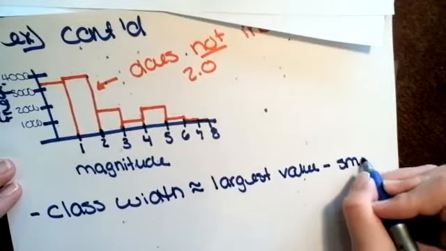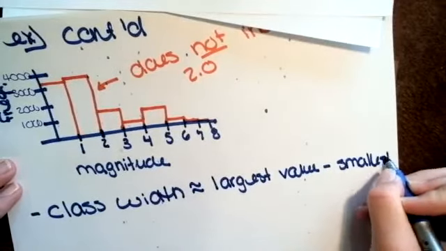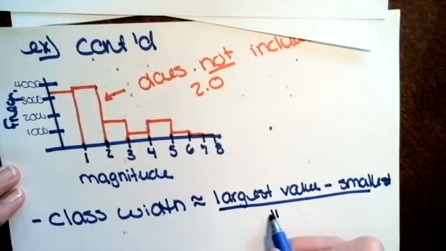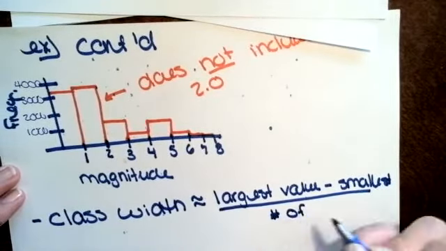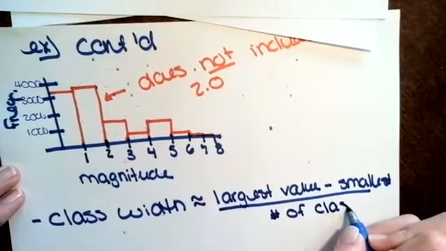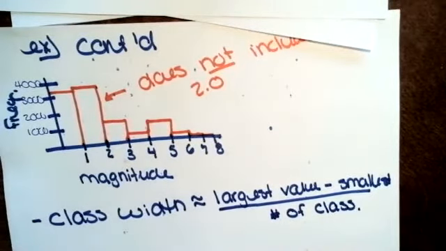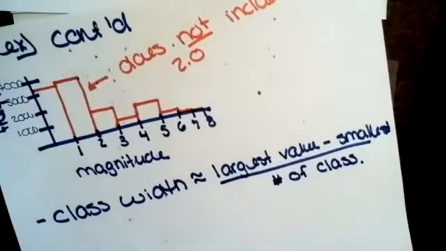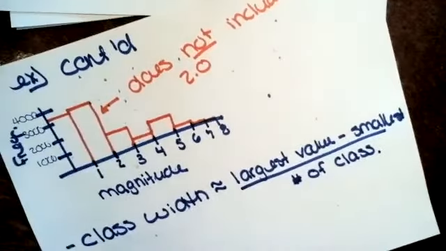Minus the smallest data value, divided by the number of classes that you want. So if you say, okay, I want 8 classes, you're going to take your largest number minus your smallest number and divide it by 8, and you're going to get a value, and you're going to round. Okay, so let me just write this here.